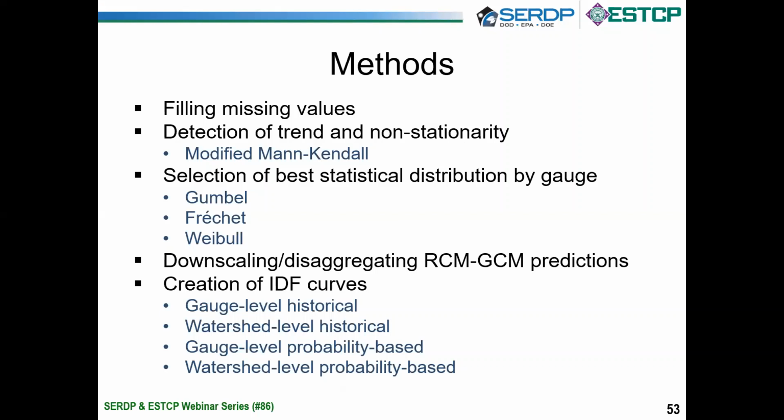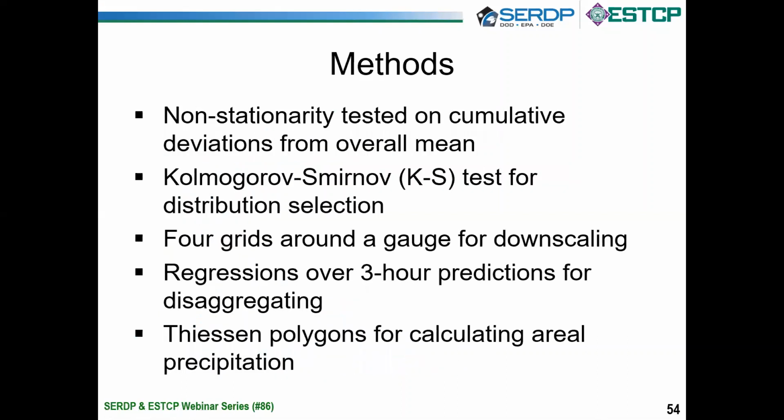Then we did the spatial downscaling and temporal downscaling of the climate model predictions. Then we create the ADF curves that include gauge-level historical, watershed-level historical, gauge-level probability-based, and watershed-level probability-based. Non-stationarity was tested on cumulative deviations from the overall mean, as I mentioned on the last slide. The better distribution was selected based on visualization plots and also based on the K-S test. So we used the K-S test and the visualization plot to select the best distribution.